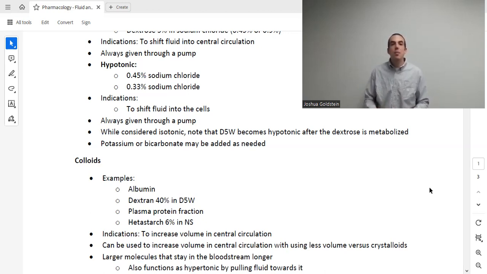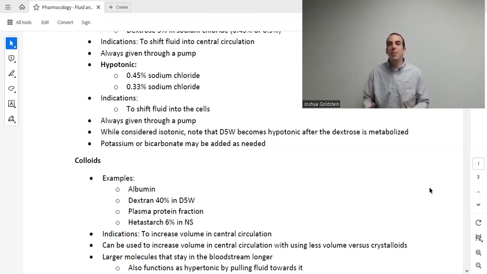So let's continue talking about colloids. Some examples of colloids would be albumin, dextran, and there's a few others listed here. So what do we use colloids for? Well, we use them to give volume to a patient. It's a fluid. We use it to give the patient fluid. That much we understand. But why colloids? When would we use it?